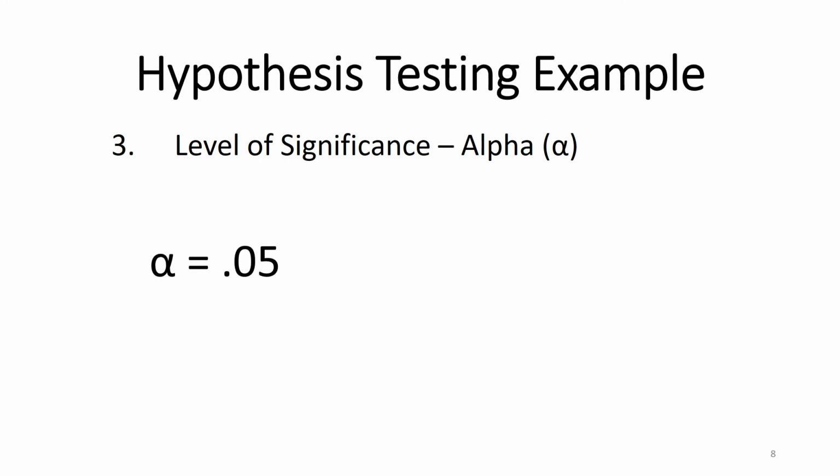This slide is rather simple, and that's nice, because alpha, at least for this course, we're always going to set at 0.05, period. Not going to change. I'm not going to throw you any curveballs. So we assume alpha is set at 0.05. Let's move on to the next step.